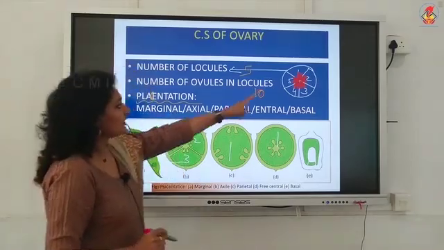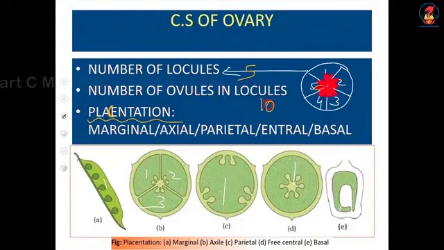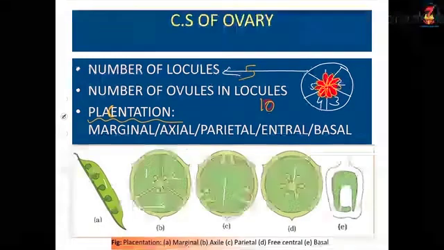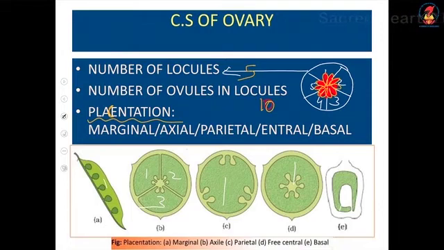So now look at the arrangement of the ovules. See, look at the ovules. Where are they arranged? In the axil. They are arranged in the axil. So this placentation is called axial placentation. But before that, let me analyze the different types of placentation. We have axial placentation, parietal placentation, free central placentation, basal placentation and marginal placentation.